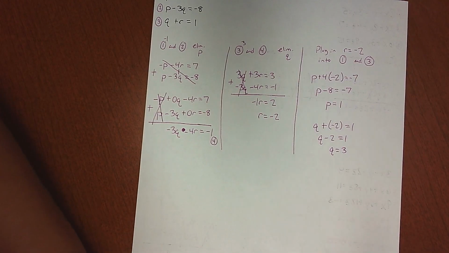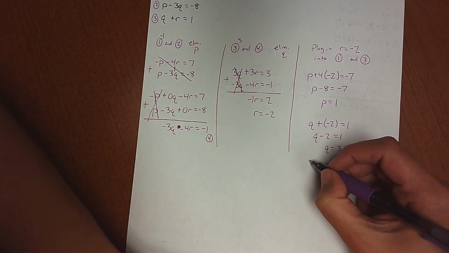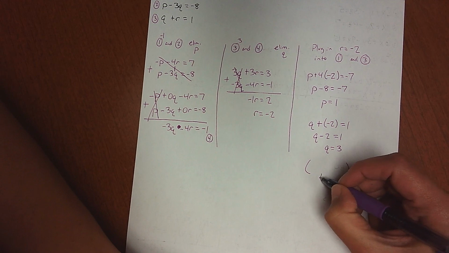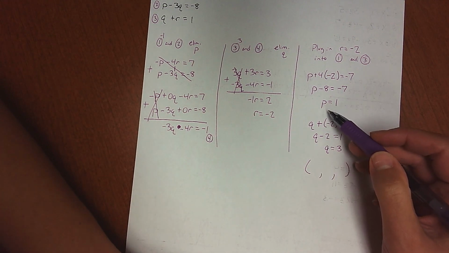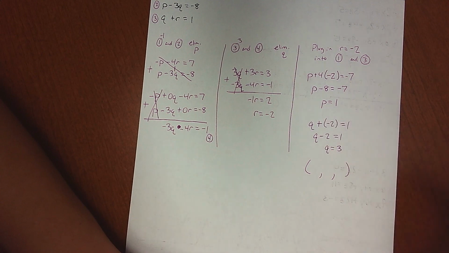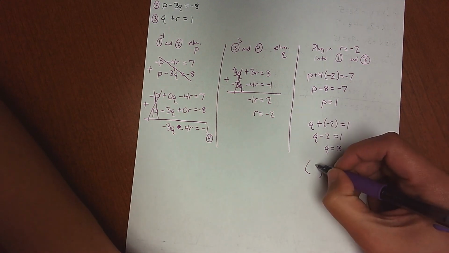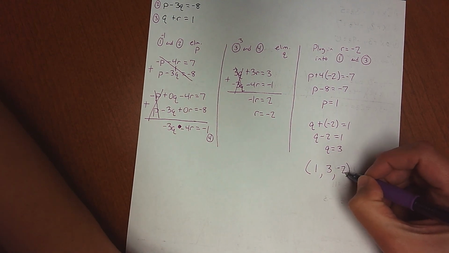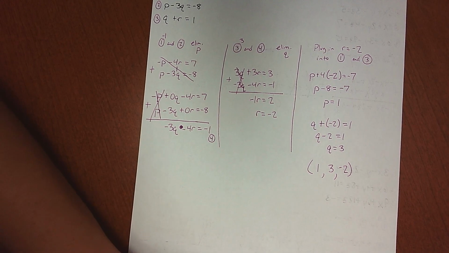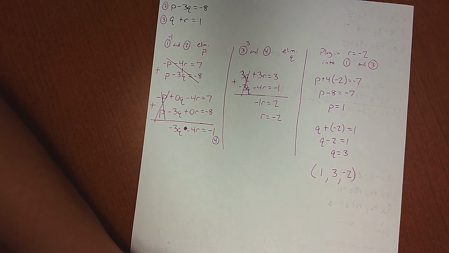All right, so this one does have a point that all three of my planes share. Now I need to write this as an ordered triple. So I need to write my numbers in the order that the variable that they're associated with is in alphabetical order. So that will go p, which was equal to 1, then q, which was equal to 3, and then r, which was equal to negative 2. And there you have it, solving irregular systems of three equations.